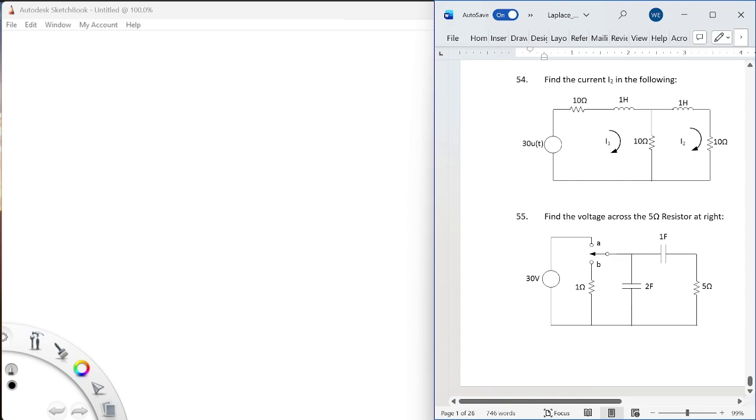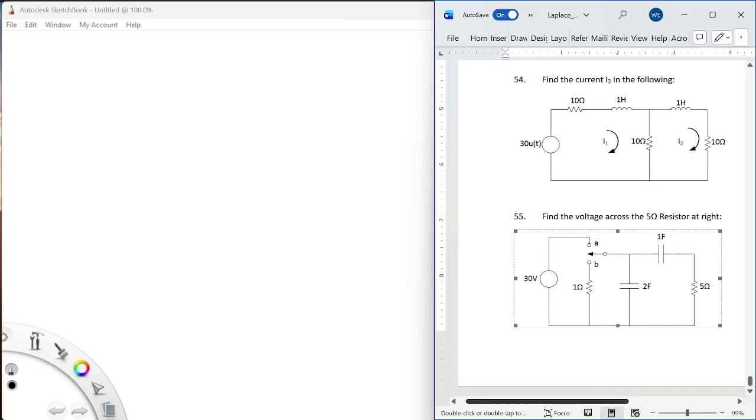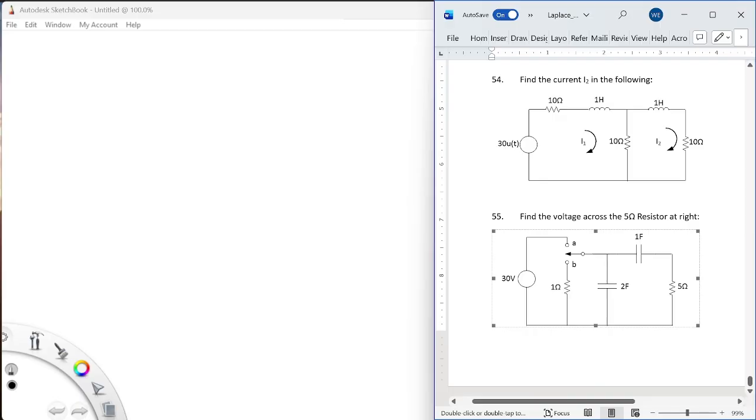This is number 55. That'll be our last one we do today. But what happens with this one? I didn't state it, but at t equals 0, it switches from A to B. It's been at A for a long time, and then it goes to B. So what's the deal here?